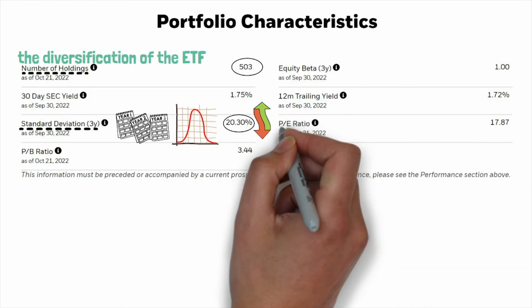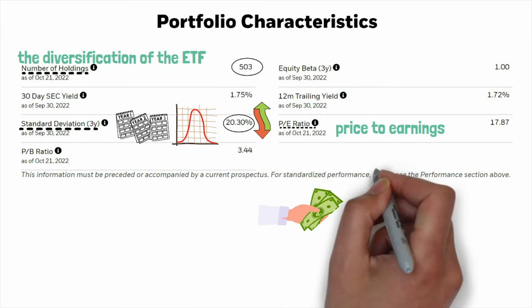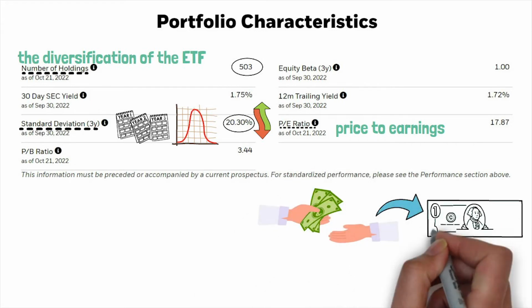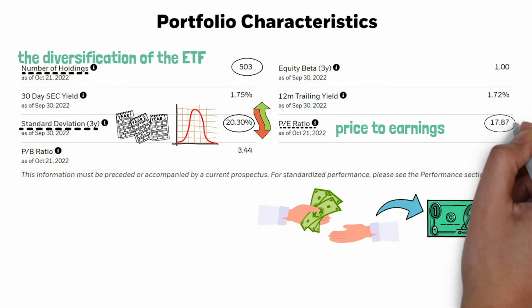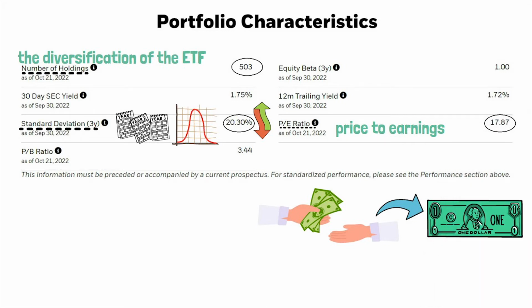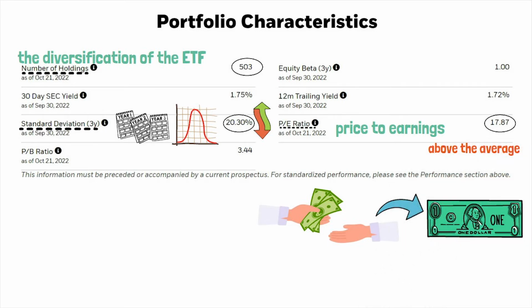After that, we must check the PE ratio, which stands for price to earnings, and it shows how much on average we pay for each dollar of earnings. In this case, we pay $17.87 for each dollar of earnings of the S&P 500 index, which is above the average over the last 100 years, but not by much.